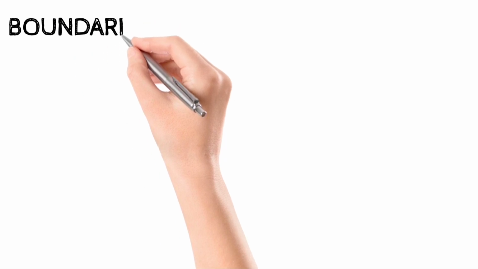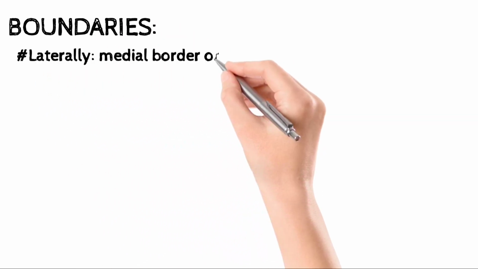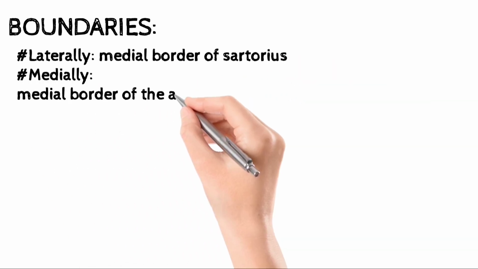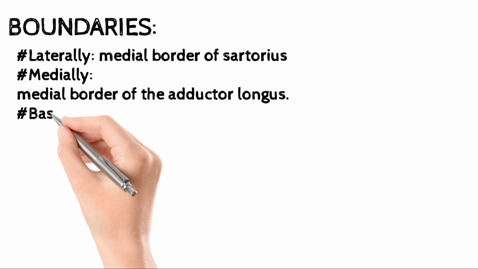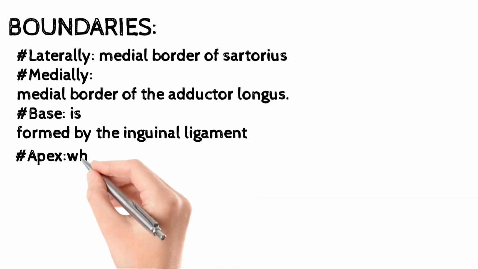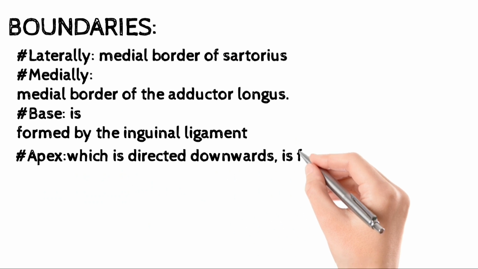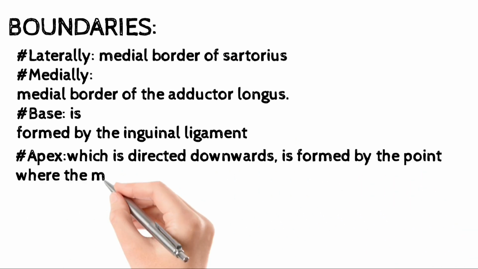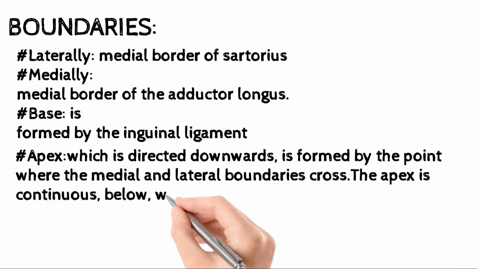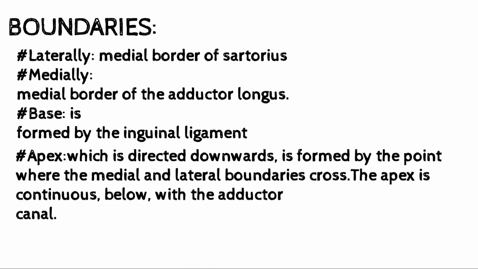Talking about boundaries: laterally formed by the medial border of sartorius, medially by the medial border of adductor longus muscle, and the base is formed by the inguinal ligament. The apex is directed downwards, formed by the point where the medial and lateral boundaries cross. The apex is continuous below with the adductor canal.